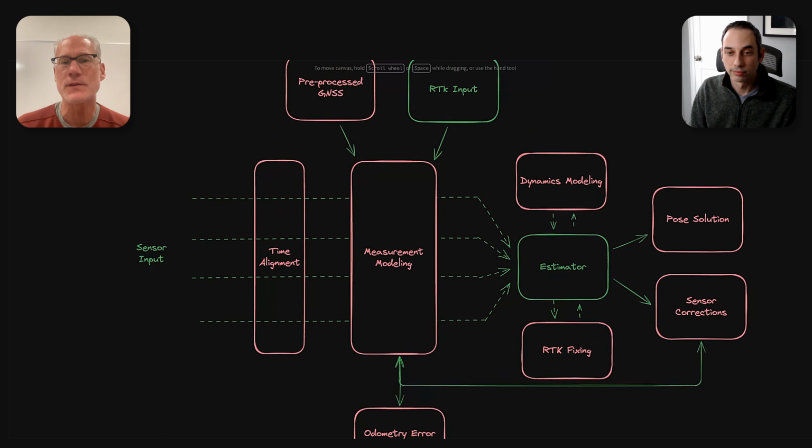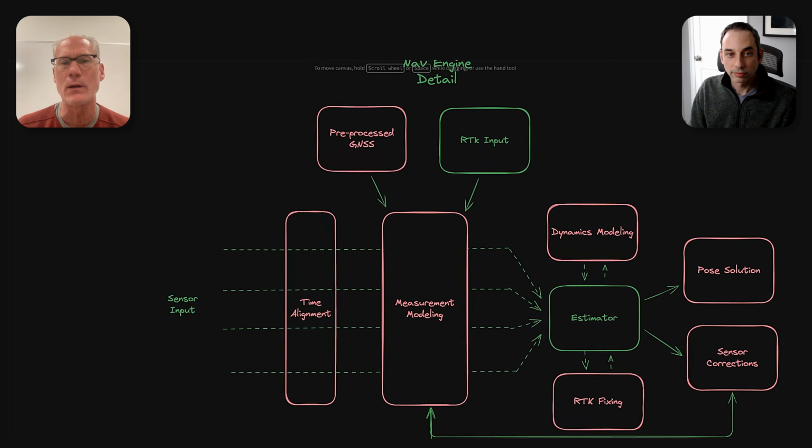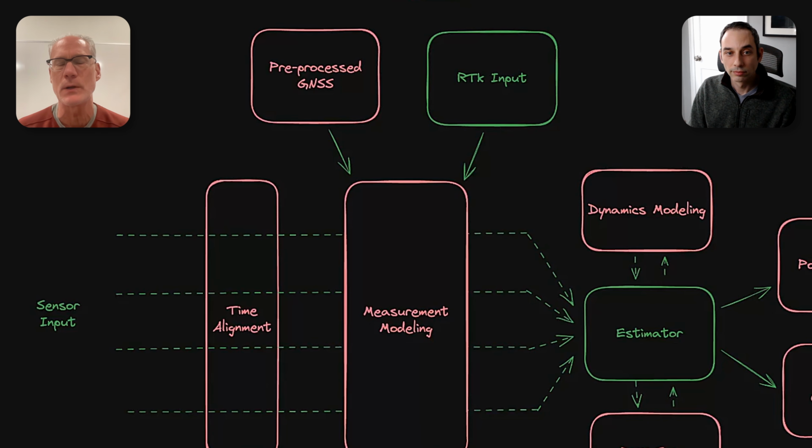Gotcha. And same thing here. You're doing this measurement model. If we can pop up to the top here with this, the preprocessed GNSS that we talked about previously, as well as now the RTK input. It's also coming in at this stage. Correct. Yeah. And the preprocessed GNSS, we talked about some of what's going on in that preprocessing. A lot of that is related to what we just said.